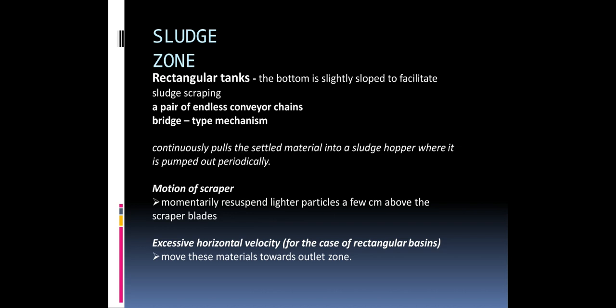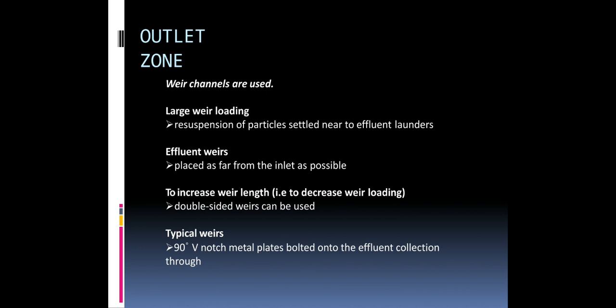In rectangular tanks, the bottom is slightly sloped to facilitate sludge scraping. A pair of endless conveyor chain bridge-type mechanism continuously pulls the settled material into a sludge scooper, where it is pumped out periodically. Outlet zone: weir channels are used. Large weir loading, use weirs to increase weir length, the typical weirs. These are the components of the outlet zone.